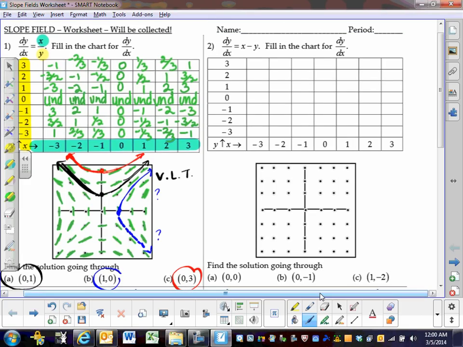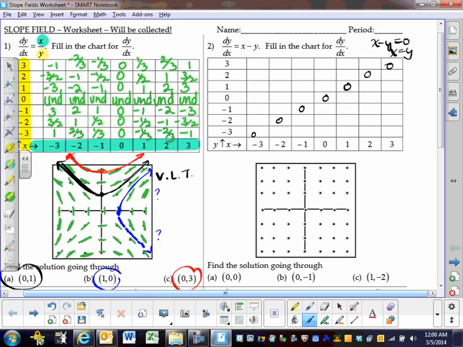For the next problem, we have dy/dx is x minus y. I again like to start with my zeros. So x minus y equals 0 if x equals y, so along the line y equals x. So 0, 0, 1 minus 1, 2 minus 2, 3 minus 3, negative 1 minus negative 1, etc. We're going to have 0 slope.